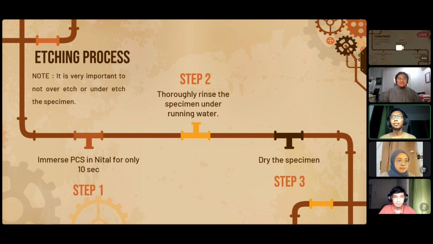Next is the etching process. Note, it is very important to not over etch or under etch the specimen. Step 1. Immerse PCS in nital for only 10 seconds. Step 2. Thoroughly rinse the specimen under running water. Step 3. Dry the specimen.